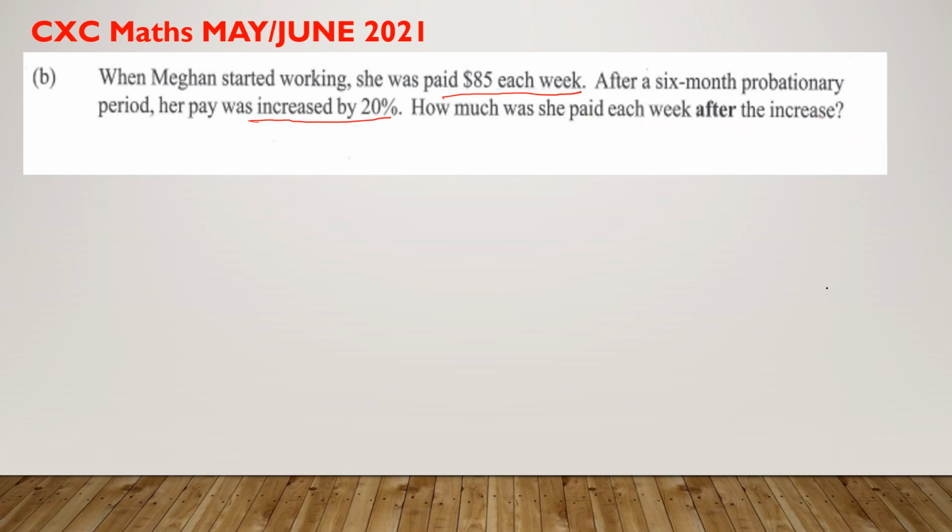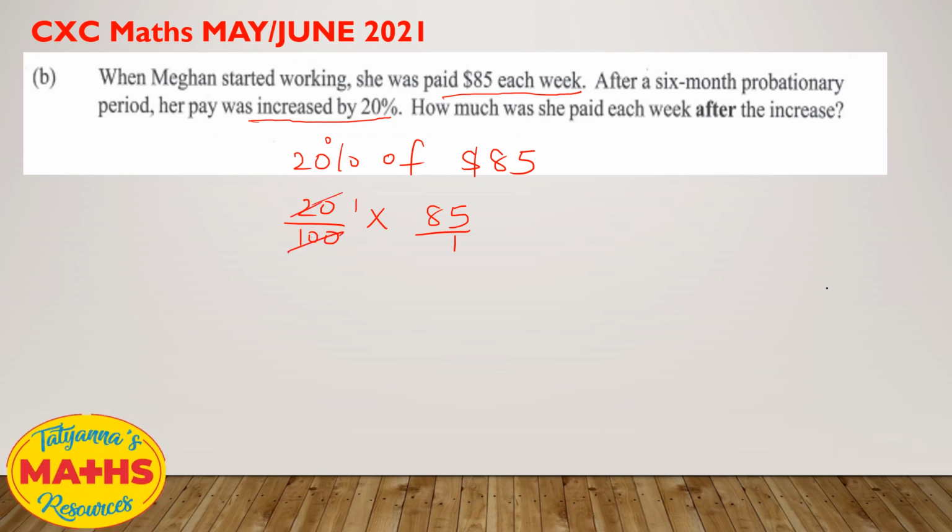So we have to find 20% of $85. So you write that's 20 over 100 times 85 over 1. So 20 into 20 is 1. 20 into 100 is 5. And 85 divided by 5 is 17. 5 into 5 is 1. 5 into 85 is 17. We get $17. So an increase by 20%.